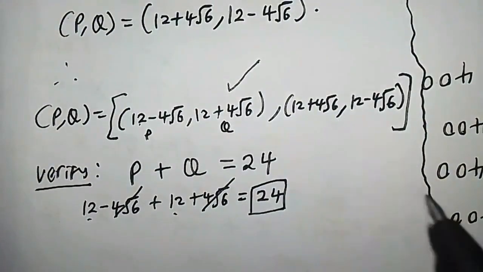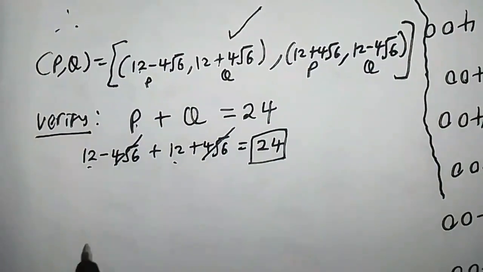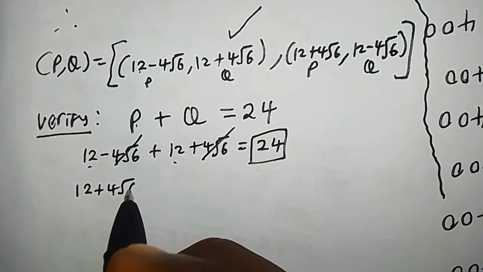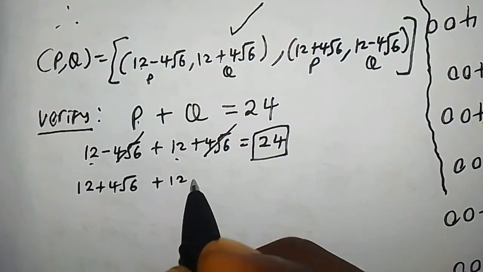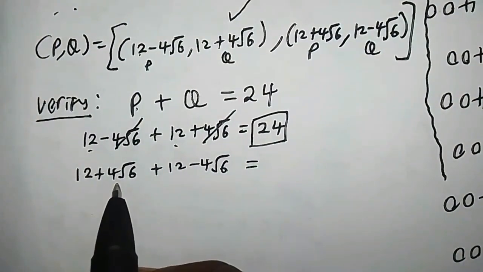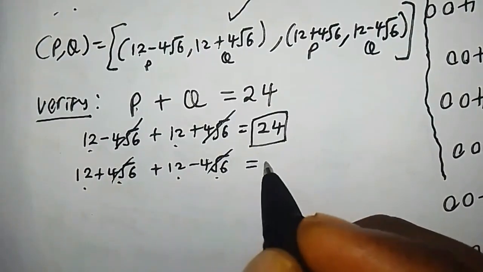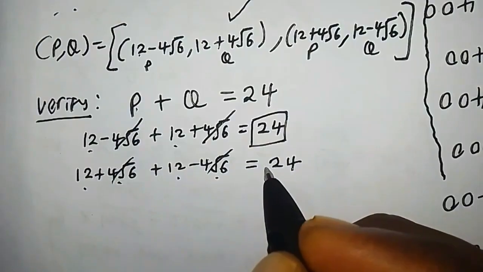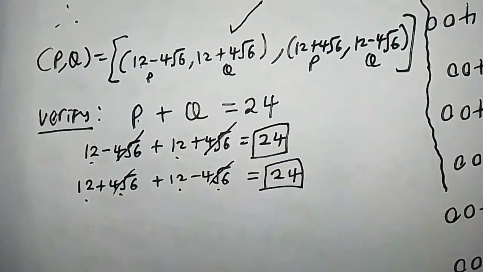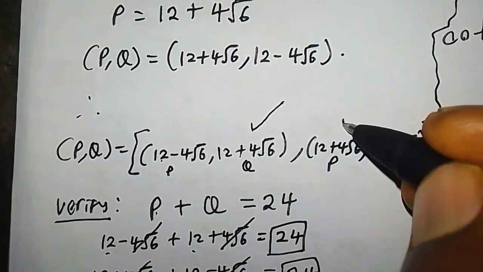Let's quickly verify the second one. This is P and this is Q. Plugging it here, that becomes 12 plus 4 root 6 plus 12 minus 4 root 6 equal to, let us add them. 4 root 6 minus 4 root 6, that is 0. 12 plus 12, 24. The 24 that we have here is the same thing as what we have on the right hand side of this equation. That also indicates that the second solution is correct.